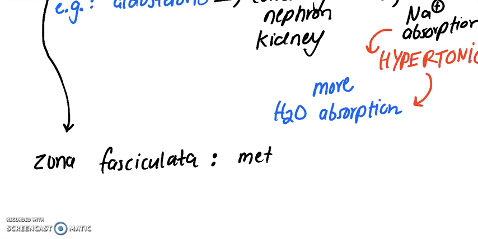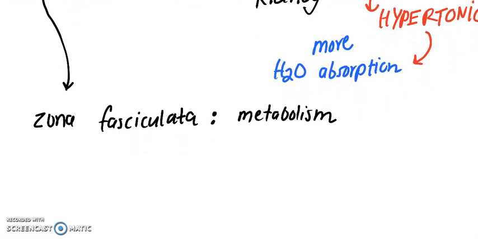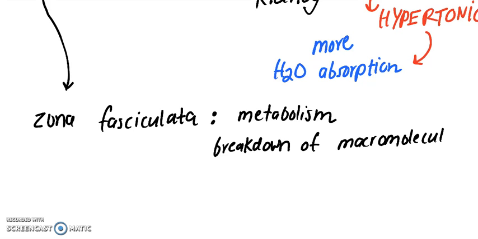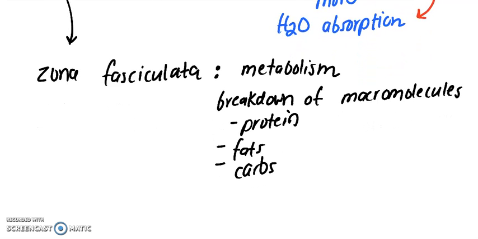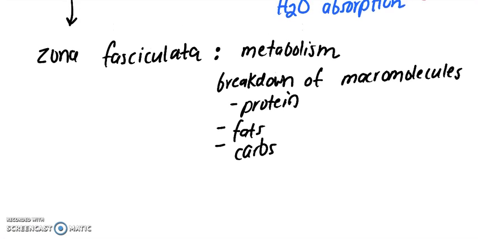And the hormones here are responsible for metabolism, so breakdown of our macromolecules. And I'll give an example of that. So breakdown of proteins, breakdown of fats, and breakdown of our sugars or carbohydrates, of our carbs. That's one function for the zona fasciculata.